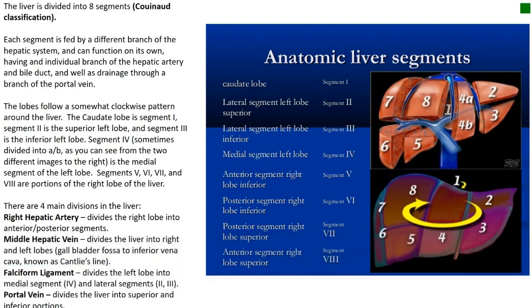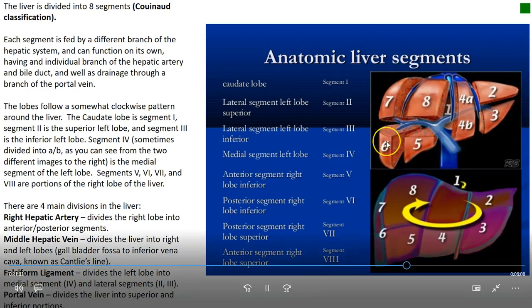Or I'm sorry, the posterior, not the anterior, the posterior. And number 7 is the posterior superior portion of the right lobe of the liver. And then number 8 is the anterior superior portion of the right lobe of the liver.